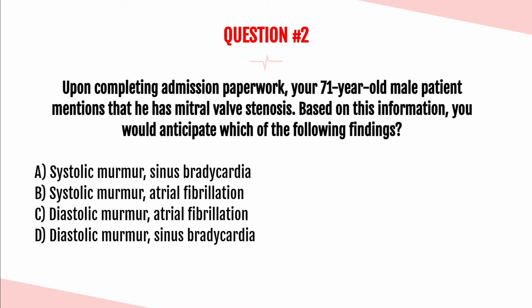Question number 2. Upon completing admission paperwork, your 71-year-old male patient mentions that he has mitral valve stenosis. Based on this information, you would anticipate which of the following findings? A. A systolic murmur and sinus bradycardia. B. A systolic murmur and atrial fibrillation. C. A diastolic murmur and atrial fibrillation. Or D. A diastolic murmur with sinus bradycardia.